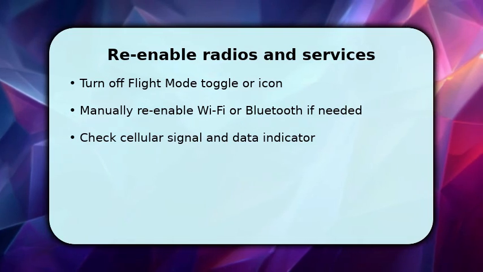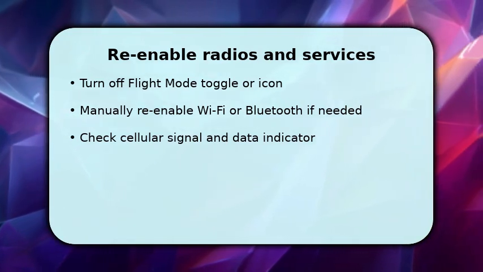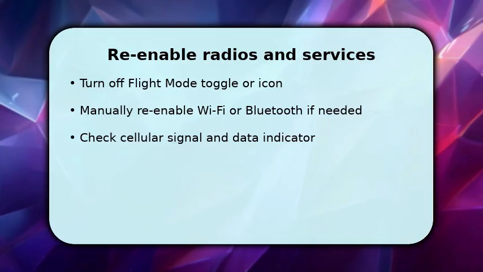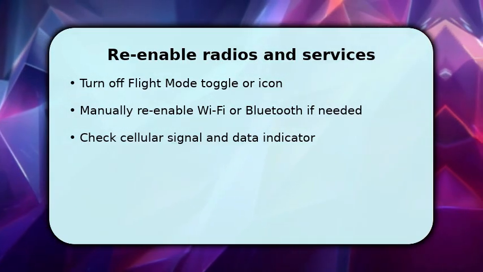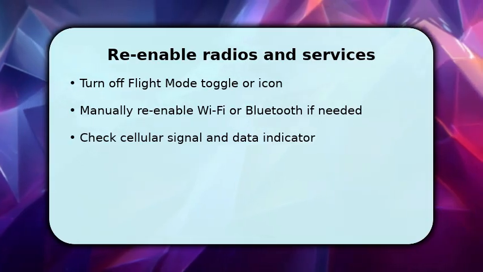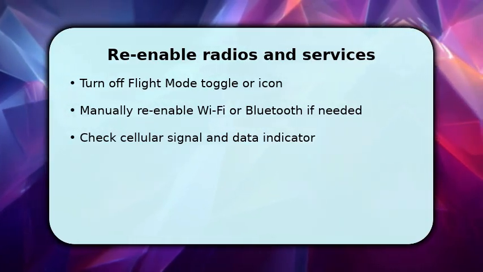After disabling flight mode, allow the device a moment to bring radios back online. You'll see cellular bars and network names return. If Wi-Fi or Bluetooth stayed off, go into their sections and switch them on manually so peripherals and networks reconnect.